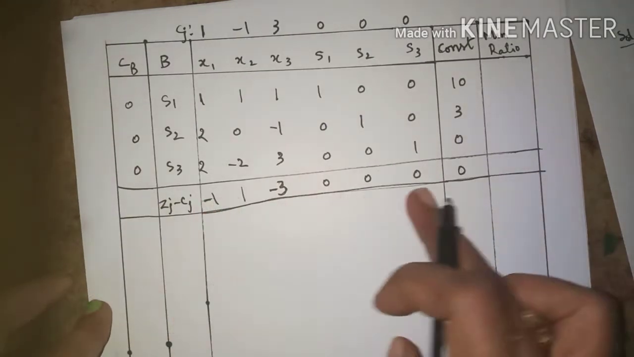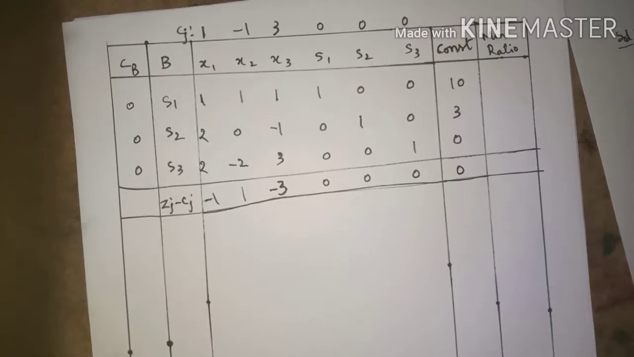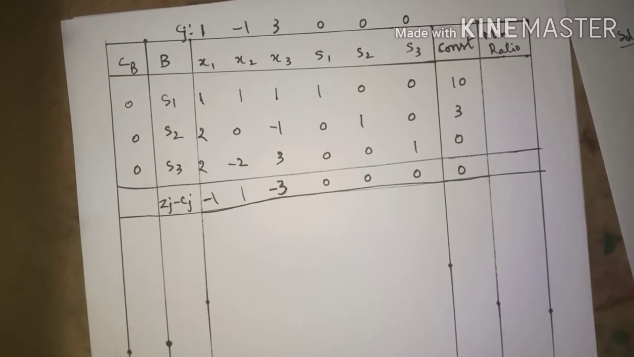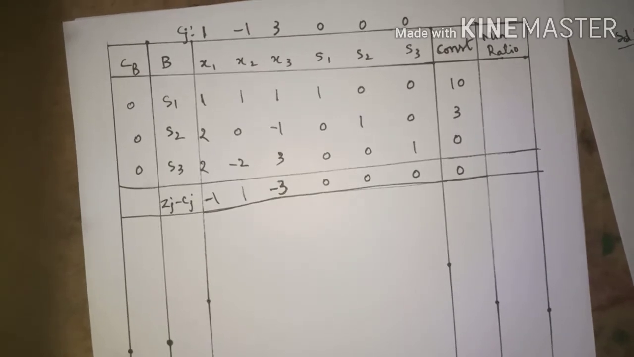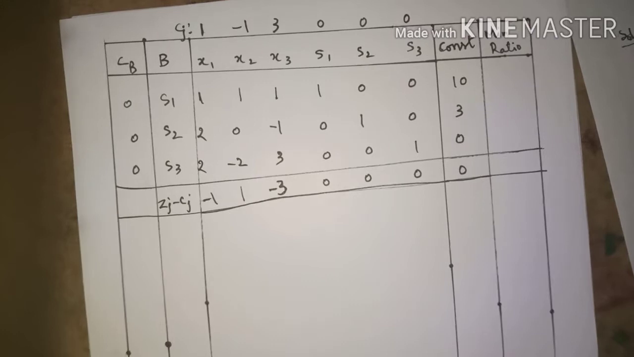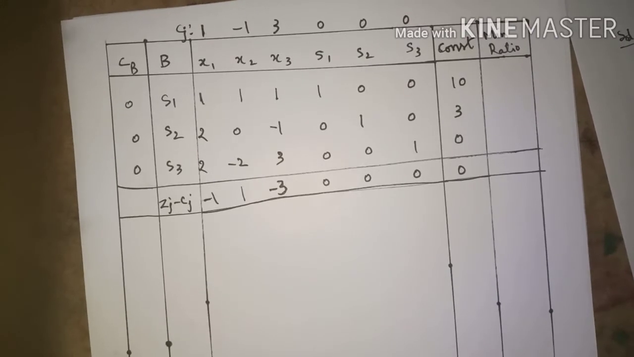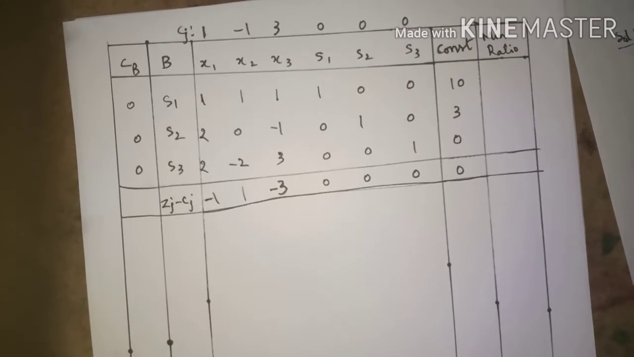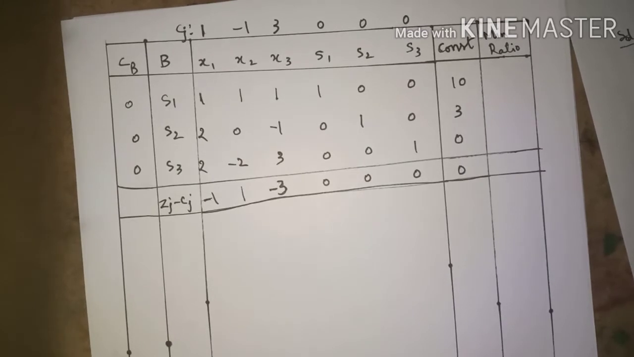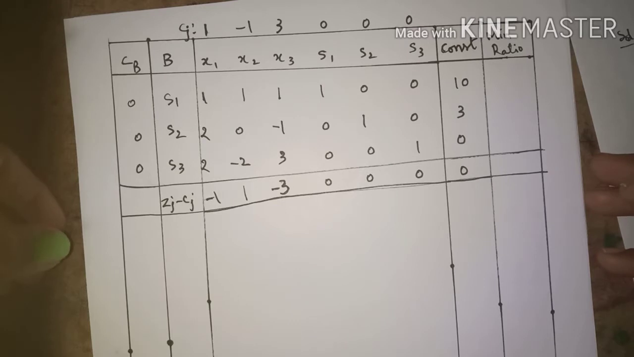Next, this is the index row. Based on the index row only, we have to move further. If all the index row elements are greater than or equal to 0, then we have reached the optimal condition, and we can stop the iterations. Whenever one or more values are negative, only then do we have to go to the next iteration.